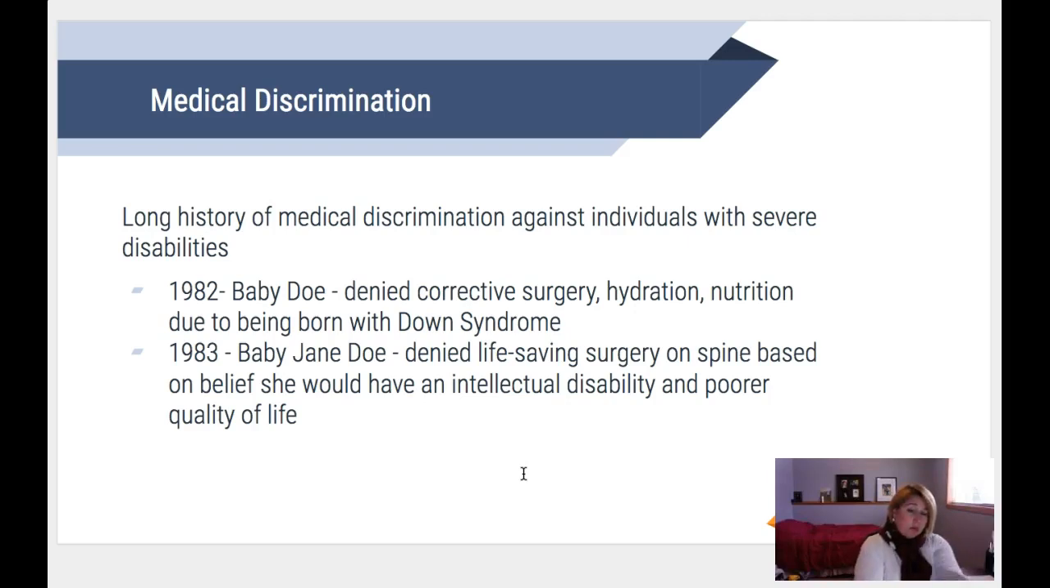I've cited a couple for you. They're right from your text. Baby Doe was born with Down syndrome and was denied corrective surgery and hydration and nutrition simply because of being born with Down syndrome. And then another student was denied life-saving surgery on her spine because the caregivers, the medical professionals, believed she had an intellectual disability and a poor quality of life. So they were making the decision basically to let her die because she had a disability.